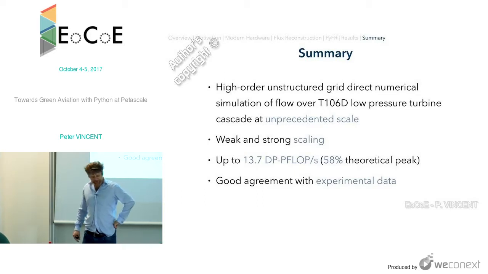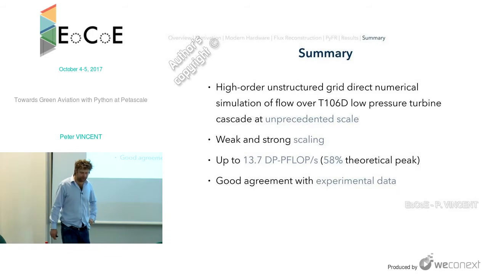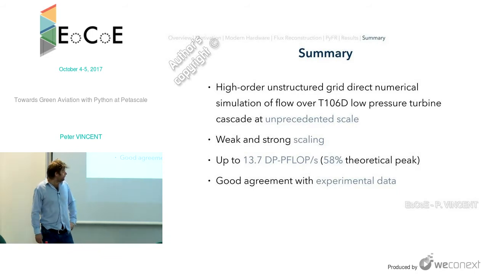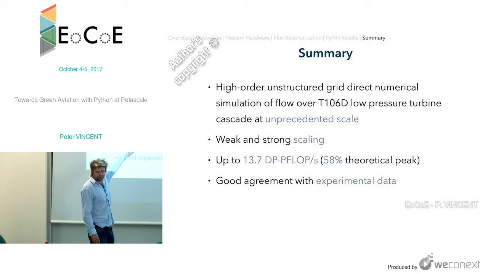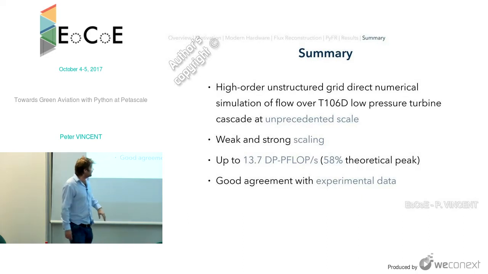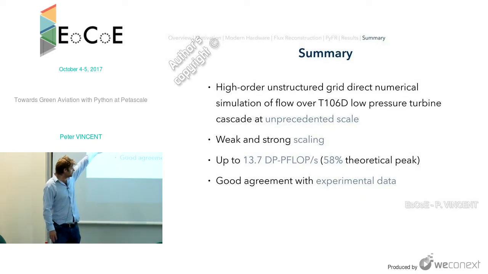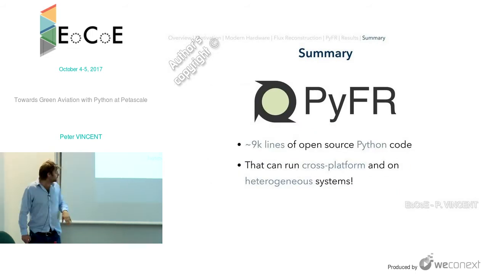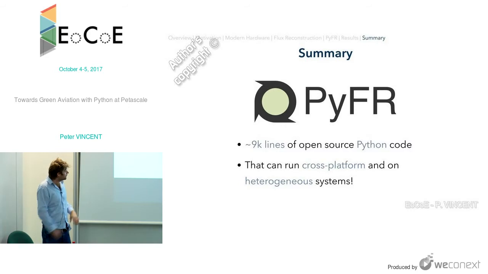So I've talked about basically the technology underpinning a set of high fidelity simulations of turbulent flow over low pressure turbine blades at unprecedented scale. I've talked about weak and strong scaling and peak performance in the context of these simulations. I've explained how we've got good agreement with the experimental data. We've done all of this with now about 10,000 lines of Python code that can run cross-platform.